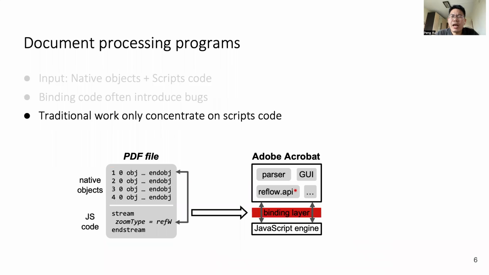However, previous work hasn't been able to effectively find such vulnerabilities, mainly because they only mutate script code without any mutation in native objects.